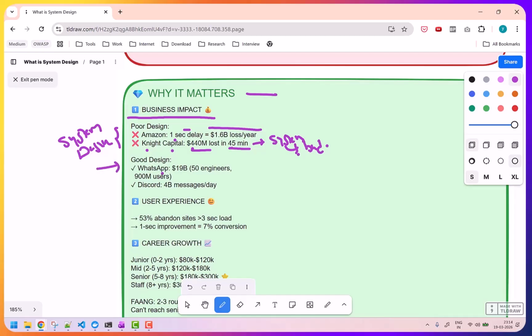WhatsApp, Instagram, those are very good designs. Somebody bought it and they have scaled it like anything, right? So WhatsApp currently $19 billion, 50 engineers, and it is handling 900 million users. Discord is another social platform. 4 billion messages a day it handles.